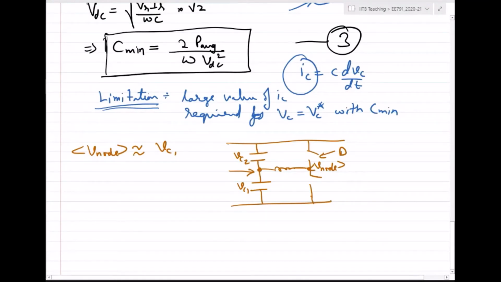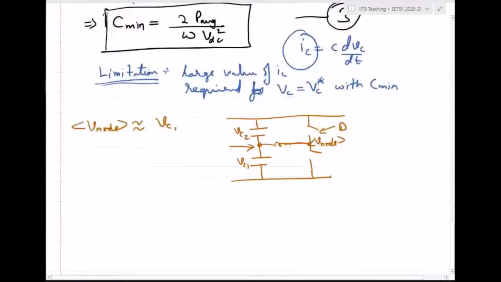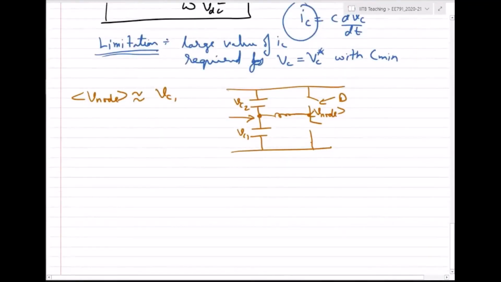Now, if you want to do analysis of this particular circuit in the same way that we did the previous circuit, we can skip some steps, and we can directly see that IC1 into VC1 plus IC2 into VC2 is nothing but equal to VR IR cos of 2 omega t.